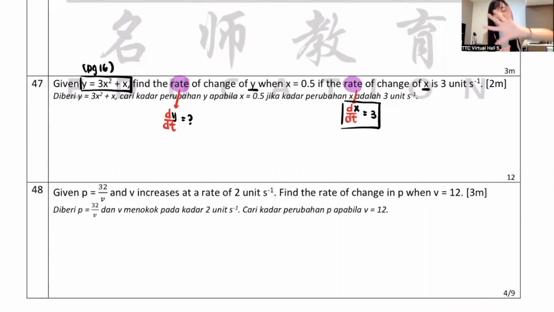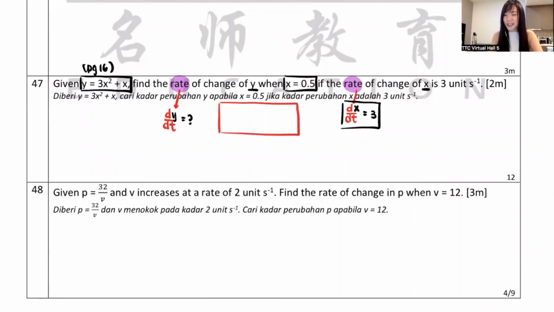You read the questions, you understand it, you write it out, okay? Then they even tell me x is 0.5. So how do we do it? Just now I taught you that rate of change questions use the chain rule. I'll write the chain rule here. The chain rule, as I said, is a fraction equals a fraction times a fraction. Just now I told you that the one you want to find, you put on the left side. So now you want to find dy dt.